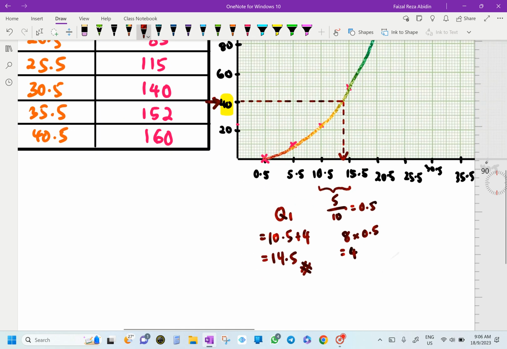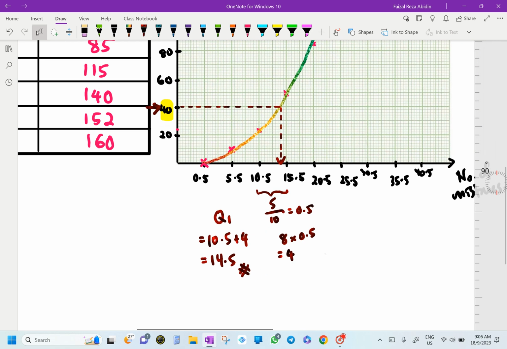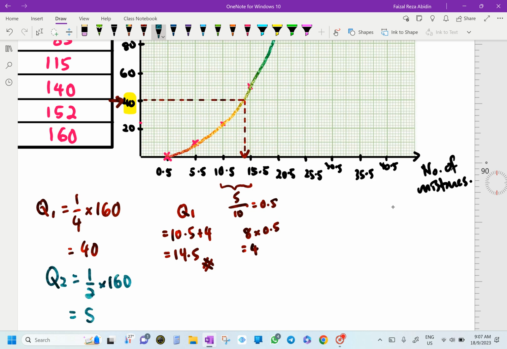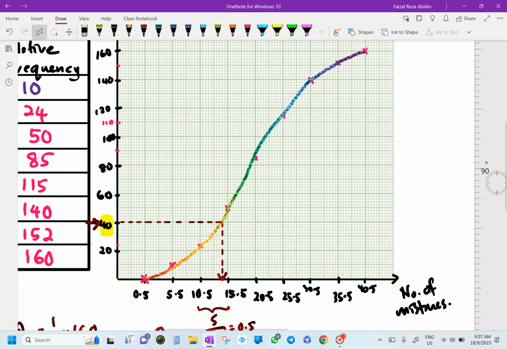Okay, next. Our question is asking for us to find the median. What's median? Do it like just now. Q2. Q1 just now, you are going to get 1 out of 4 from 160, so just now we got 40. So Q2 is going to be half of our 160, so you're going to get 80. So go for your 80 now. Where's your 80? Over here.